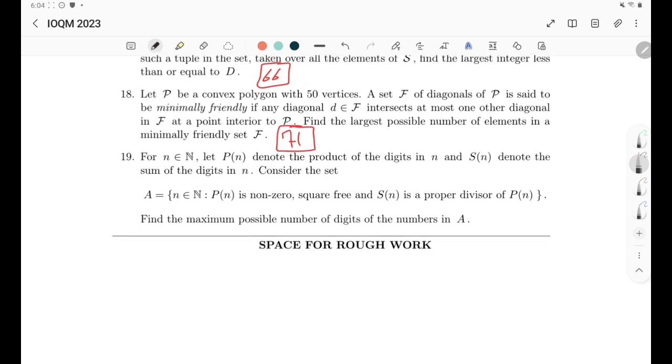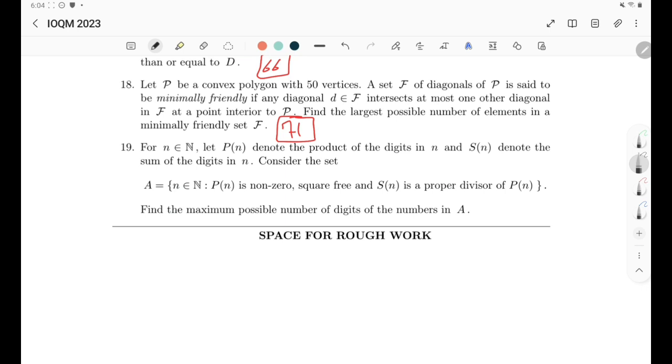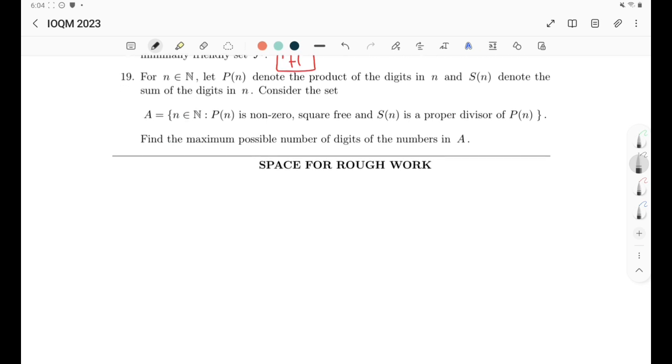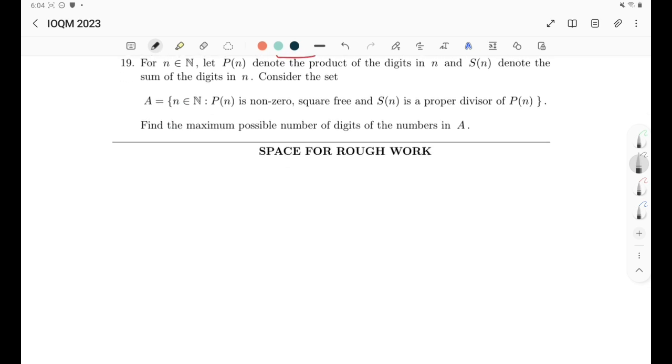Okay, let's move on. Question 19. Okay, Pn, they're defining it to be the product of the digits, and Sn is the sum of the digits. Okay, standard stuff. So we're going to have the following set: all the natural numbers such that Pn is non-zero. What does it mean, Pn is non-zero? That simply means that n itself does not have any digit 0, because if it has a digit 0, then Pn will be 0. Okay, so no 0 digits.